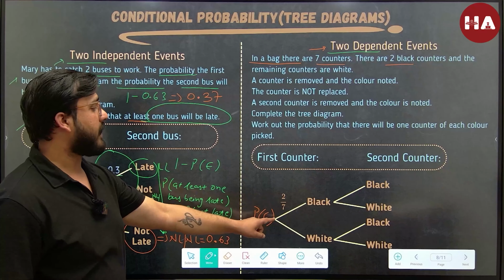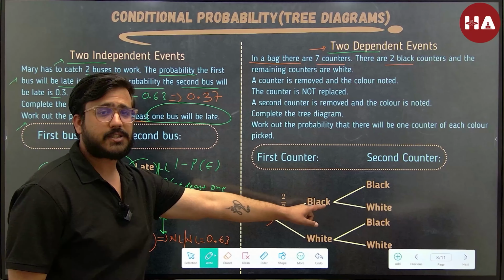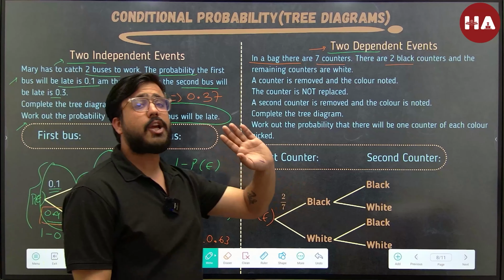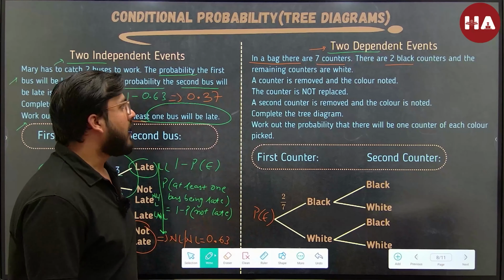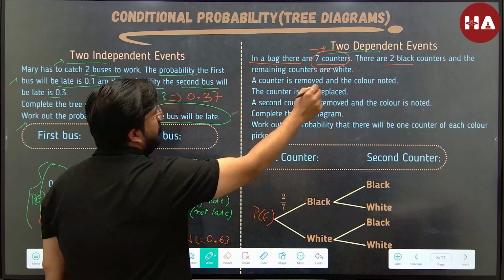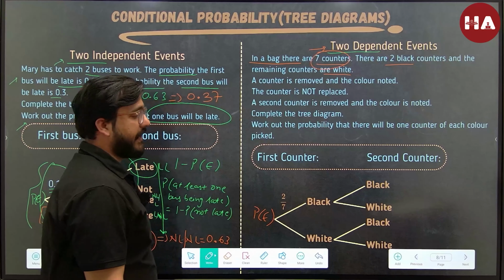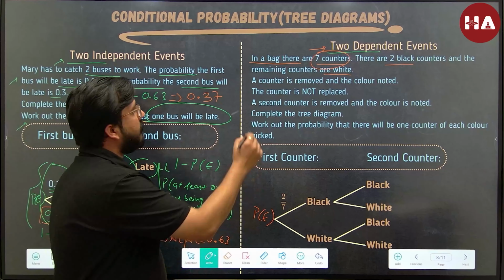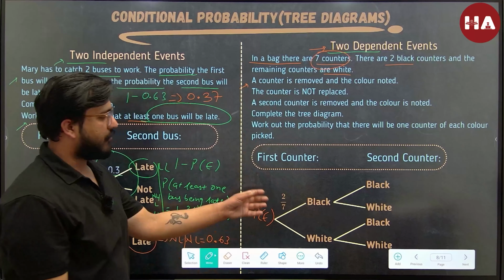2 over 7, and that is signifying the probability of getting a black counter. Now the total is what? 7. Okay, and the rest are white. Now similarly I can find other values for the branch.